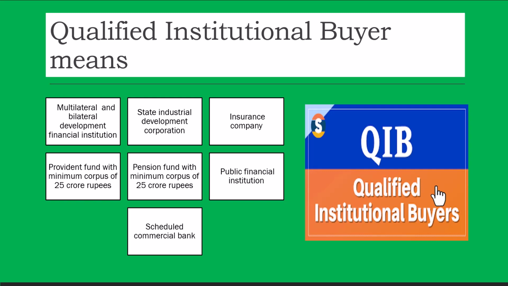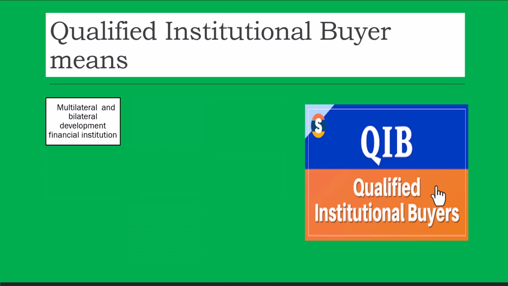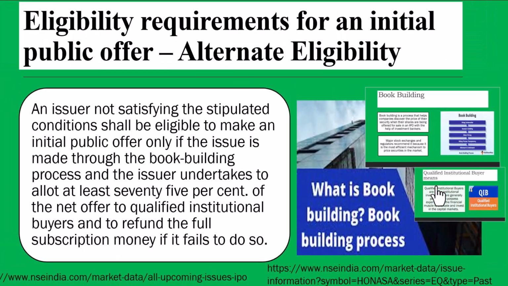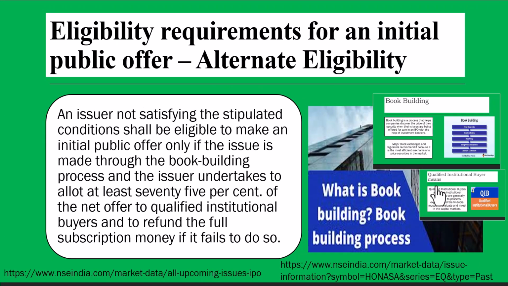Okay, so is that clear? Any questions here? So these are QIBs. Now we understand who the QIBs are. There are 13 QIBs. They are registered with SEBI and they are allowed to participate in an IPO or an FPO. And in case the company is not meeting the financial criteria, then at least 75% of the money should be offered to qualified institutional buyers.